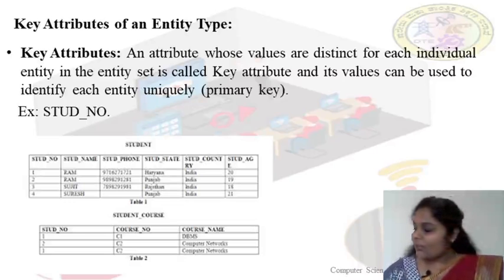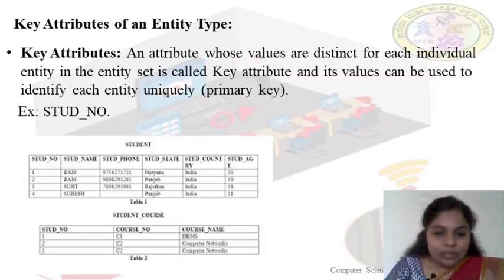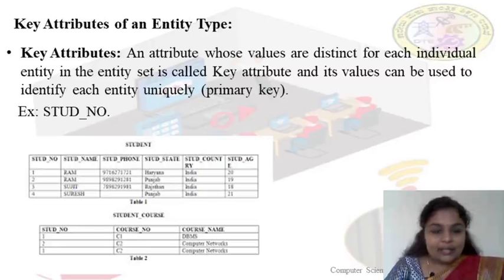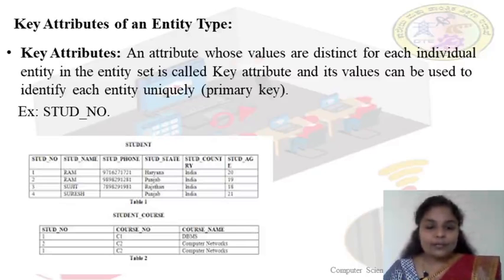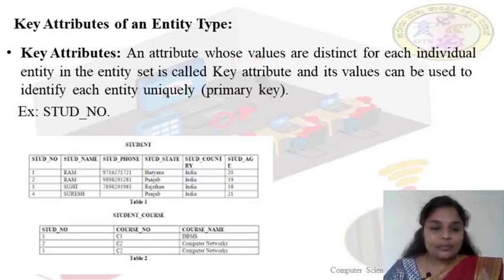Suppose I ask you the phone number or the city, the state. Please tell me the state of a student whose name is Suresh. What are you going to do? From the table, you're going to look at the table, and here is Suresh in the 4th row, and you're going to search the state name of the person Suresh. His state is Punjab.